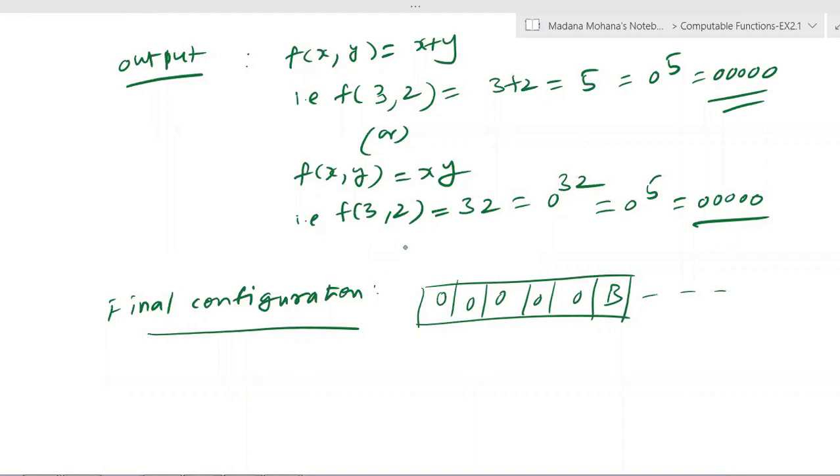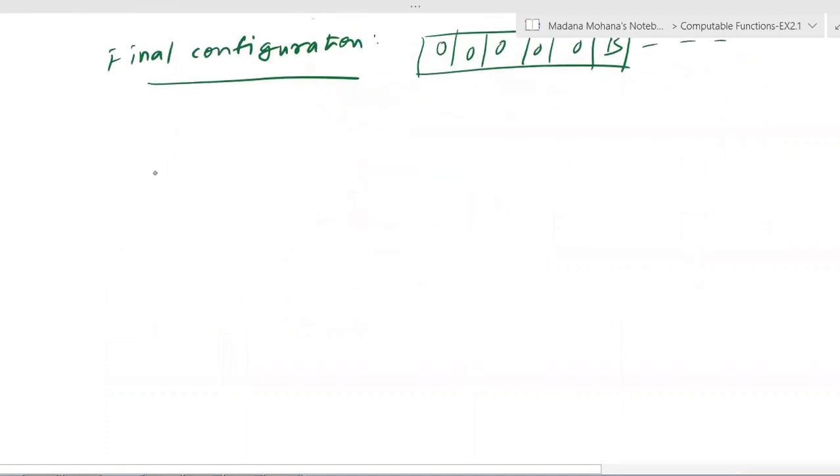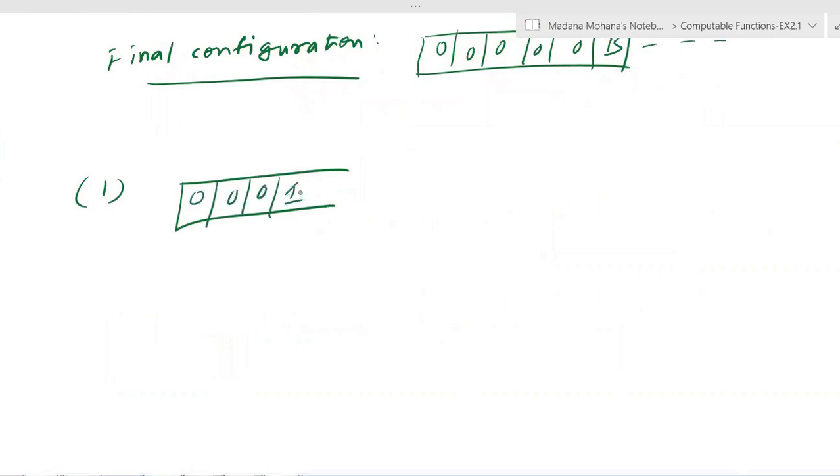So now, write down the transitions one by one. First, take the tape 0, 0, 0. Here we have taken 3 zeros, that is x equal to 3. Then y equal to 2, that is 2 zeros. Now blank. Now let us take the initial state. Then the read-write head will be positioned on the leftmost bit of the first argument, that is 0. So this is first argument x, and this is second argument y. In the first argument, the leftmost bit.